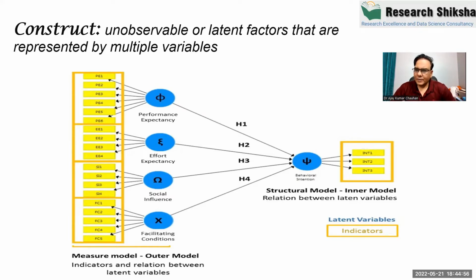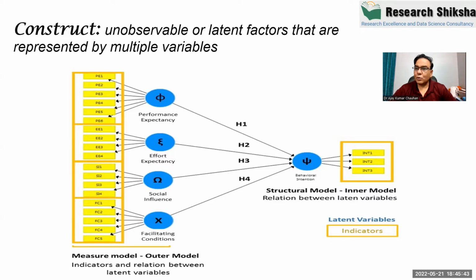A dependent construct is also known as an endogenous construct. And independent constructs, like in this diagram, we have 4 independent constructs. These independent constructs are known as exogenous constructs. We use the terms exogenous and endogenous in this SEM model, because whenever you report the results in the paper, don't write dependent and independent. You can write endogenous and exogenous, where endo means dependent and exo means independent.